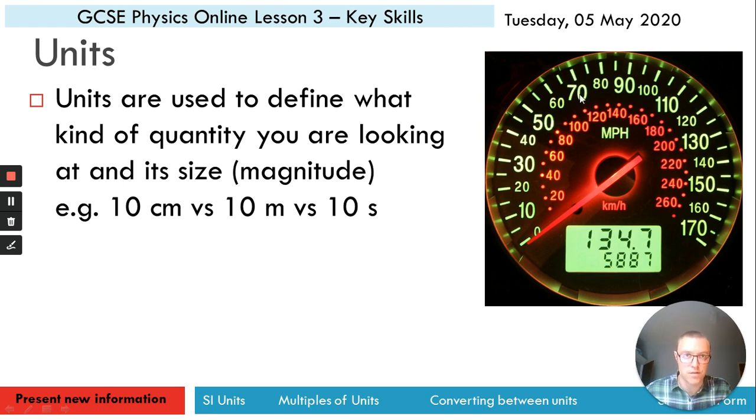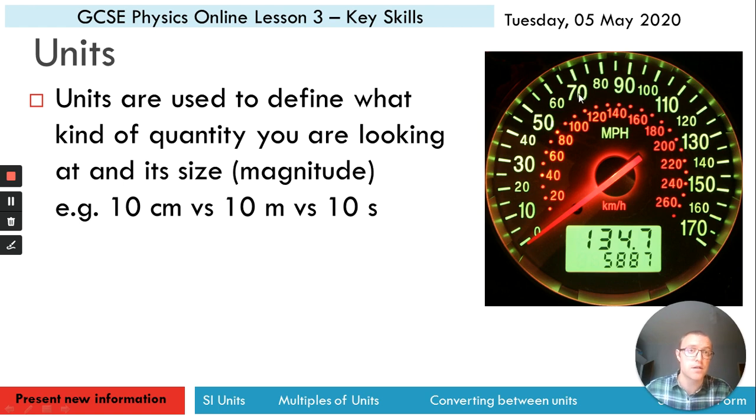And if you are at 70 miles per hour, you can see you're going to be at approximately 120, possibly a little bit less, 116 kilometers per hour, for example. So two different units for speed on the same dial.